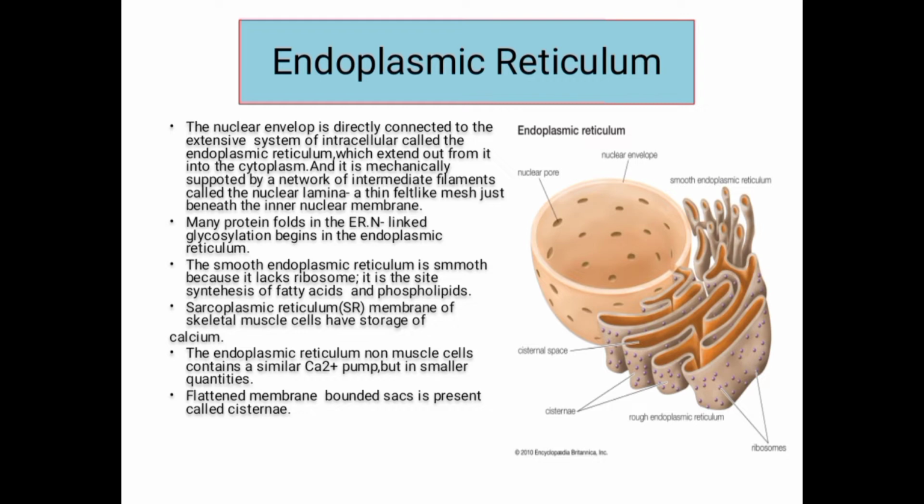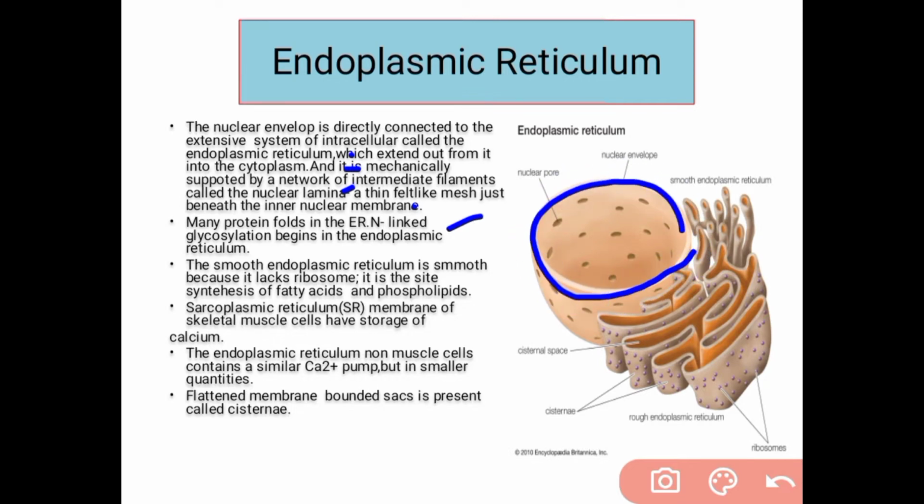The nuclear envelope is directly connected to the extensive system of intracellular membranes called the endoplasmic reticulum. The endoplasmic reticulum is mechanically supported by a network of intermediate filaments called the nuclear lamina, a thin felt-like mesh just beneath the inner nuclear membrane. Many proteins fold in the endoplasmic reticulum. N-linked glycosylation begins in the endoplasmic reticulum.